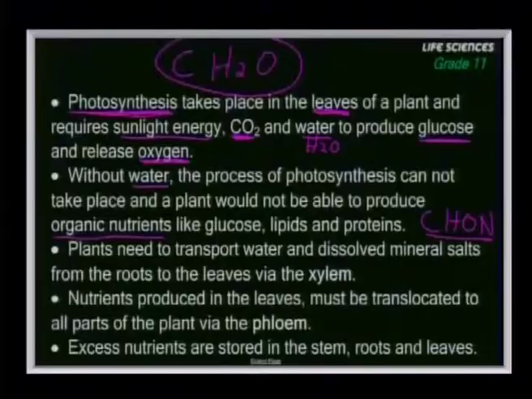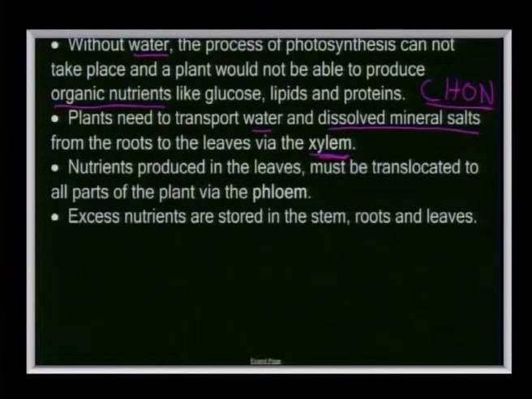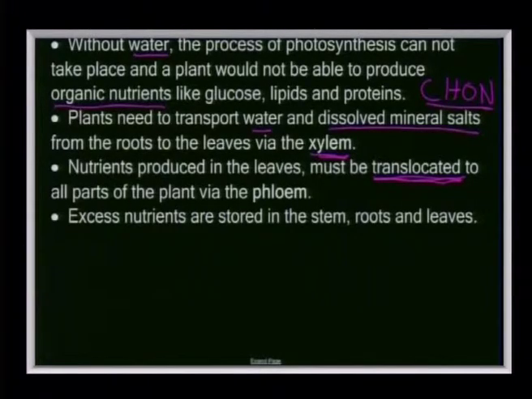All right, plants need to transport the water and the dissolved mineral salts from the roots to the leaves, and this happens via the xylem. Nutrients produced in the leaves must be translocated. Trans means to move, located to another location. So the word translocated means to move from one place to another. You must know translocation to all parts of the plant is via the phloem.